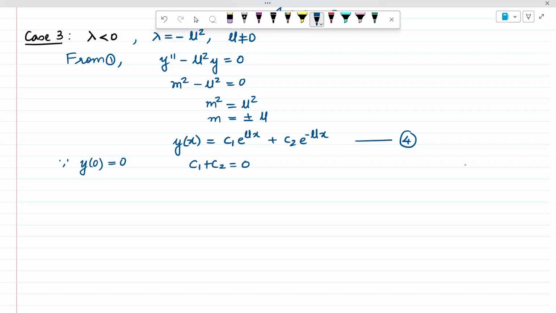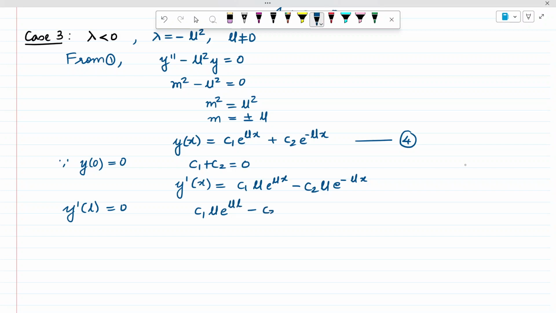Is that correct? And when I take the derivative, y dash of x, I'll be left with c1 mu e raised to mu x minus c2 mu e raised to negative mu x. And I'll apply the boundary condition y dash at L is equal to 0. So we'll have c1 mu e raised to mu L minus c2 mu e raised to negative mu L is equal to 0. Mu is not equal to 0, so let's divide by mu. So c1 e raised to mu L minus c2 e raised to negative mu L is equal to 0.